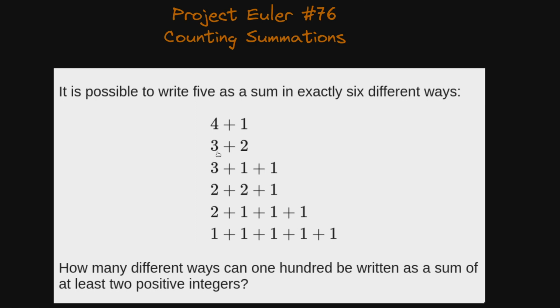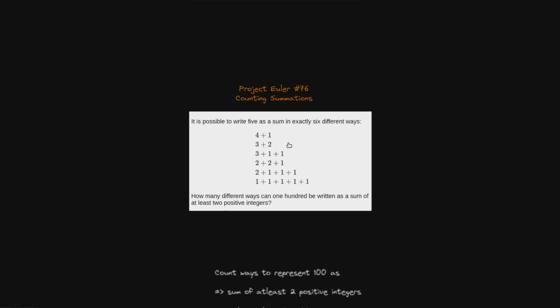So 3 plus 2 is the same as 2 plus 3, hence only the frequency of the number, how many times it is taken, is of importance here. So they are asking us to count the number of different ways in which the number 100 can be written as a sum of at least two positive integers. So we are asked to find the number of ways in which 100 can be written, in the same way they have mentioned the different ways.